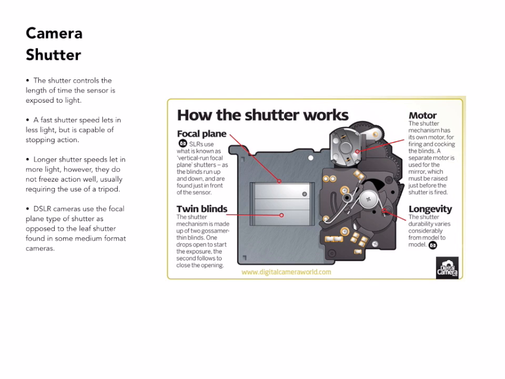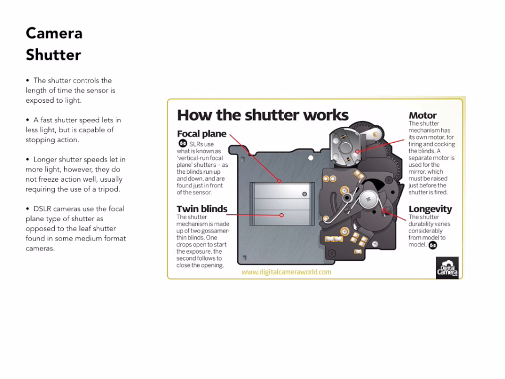The shutter basically controls the length of time that the sensor or film is exposed to light. A faster shutter lets in less light, but is capable of stopping action. Longer shutter speeds let in more light, however they do not freeze action well, usually requiring the use of a tripod.